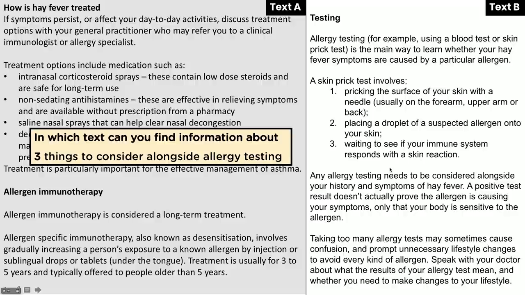Question three, in which text can you find information about things to consider alongside allergy testing? This one should be pretty straightforward. I want you to make a quick snap decision now. So the first series of questions that you do just ask you to decide in which text, A, B, C, or D, can you find information about this, okay? And on your answer sheet, you'll just be writing A, C, D, B, A, whatever it is, okay?